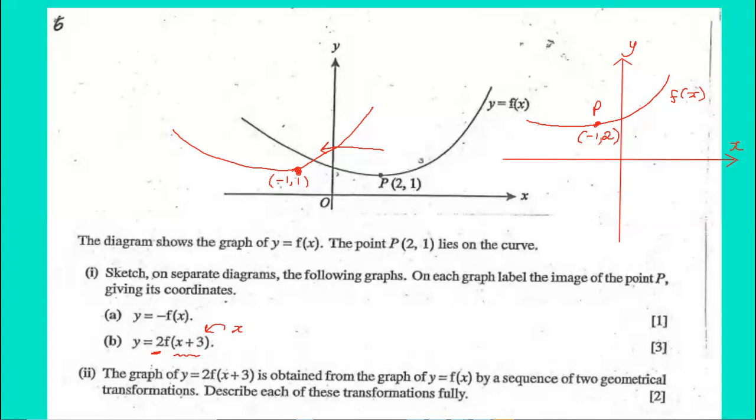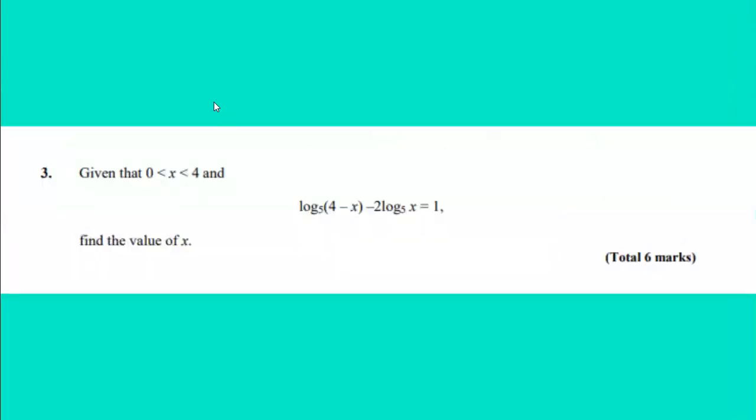Right. So next question. We've got a logs problem. Given that x is less than 4 but greater than 0, and log base 5 of (4 minus x) minus 2 log base 5 of x is equal to 1, find the value of x.